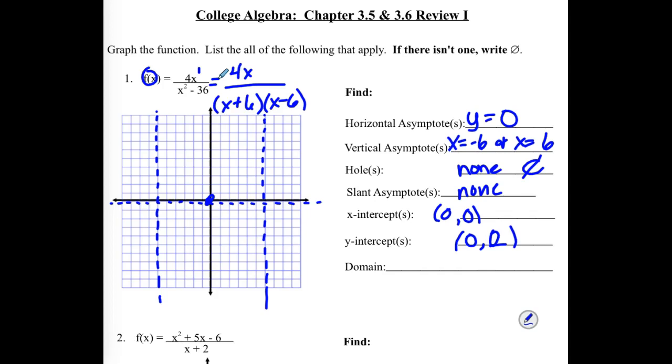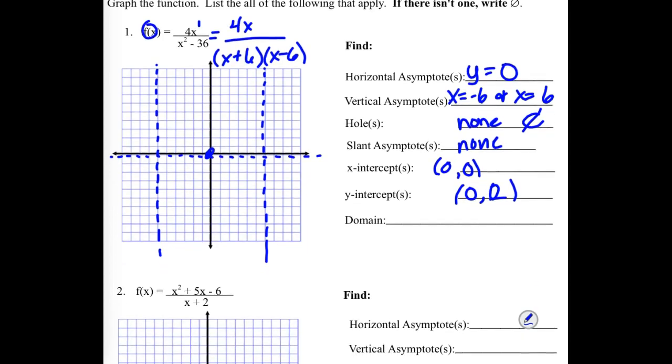Okay? All right, so the last blank that we have to fill in here is domain. What are the issues we had? What values were problems?